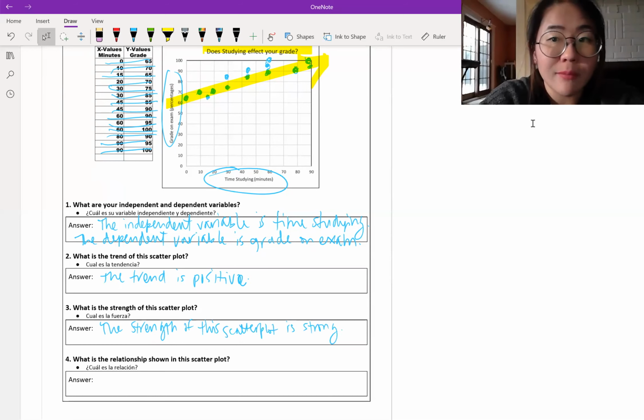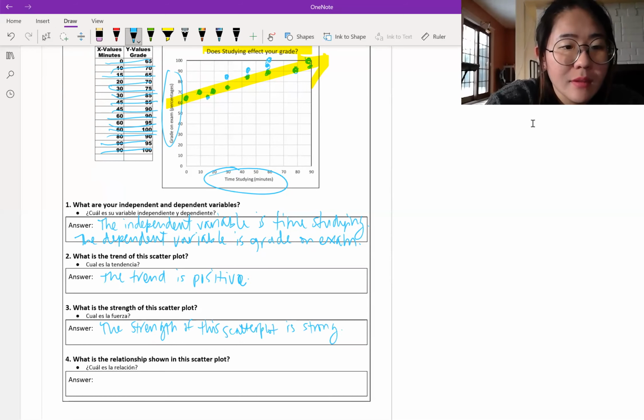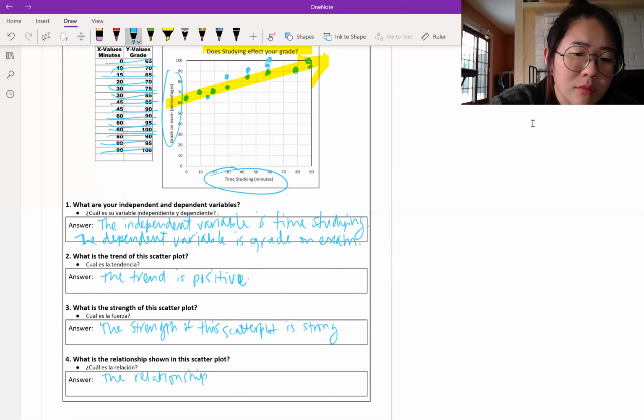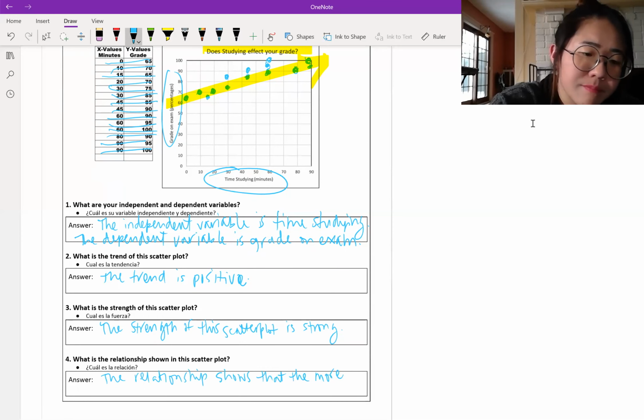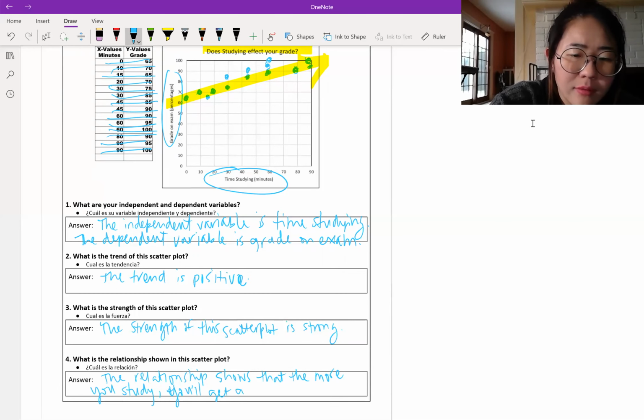So the relationship of this scatter plot, I would say, shows that the more you study, you'll get a higher grade.